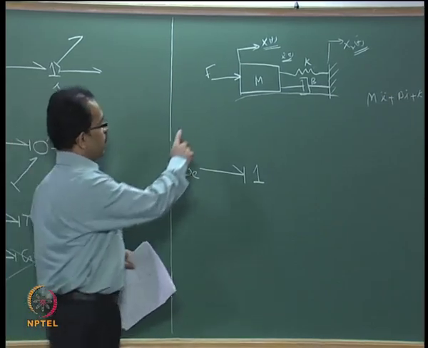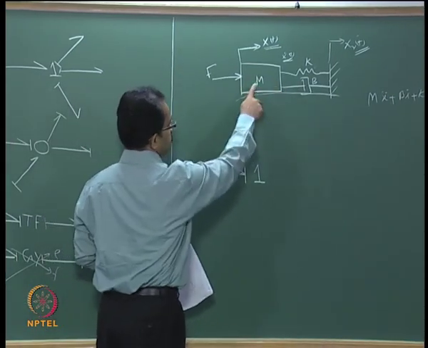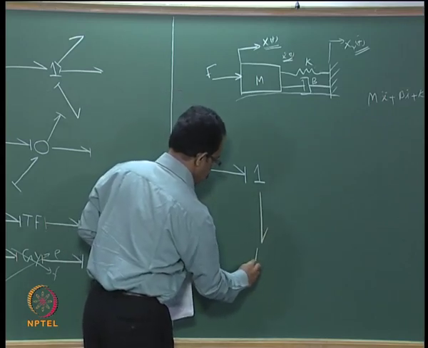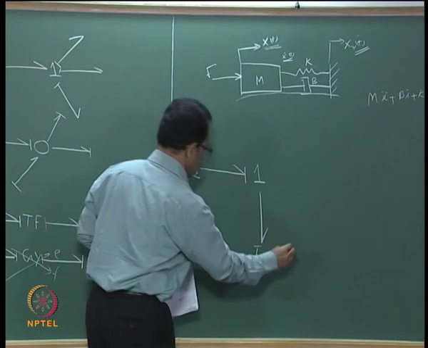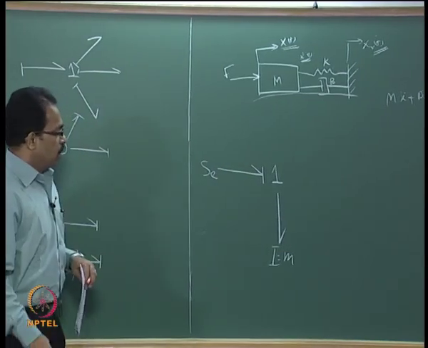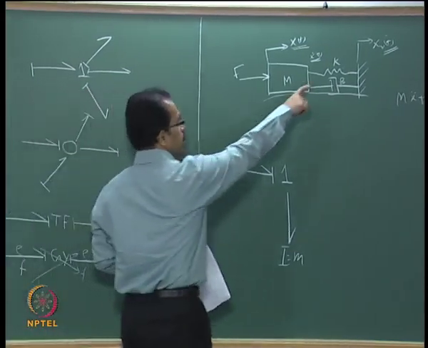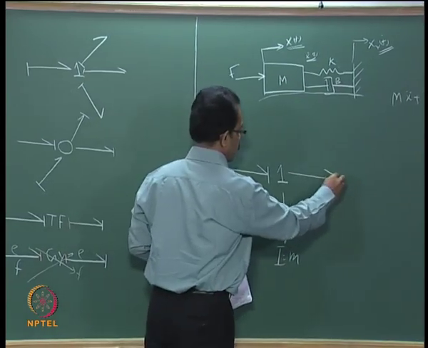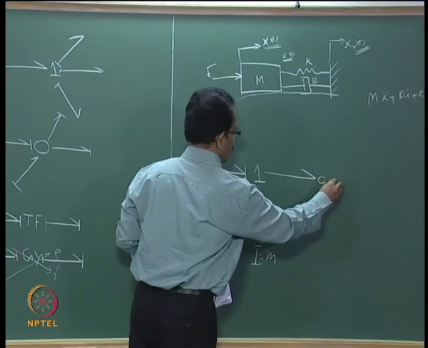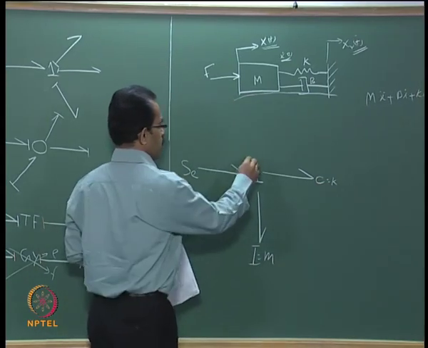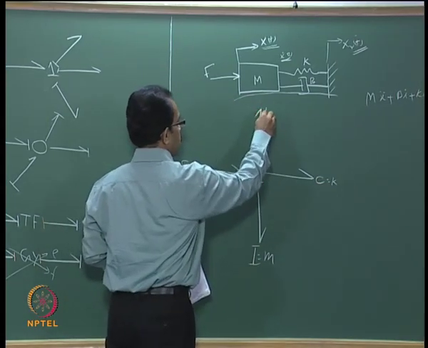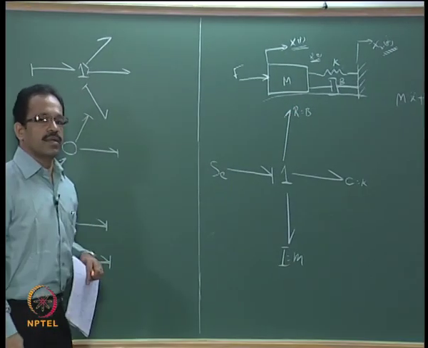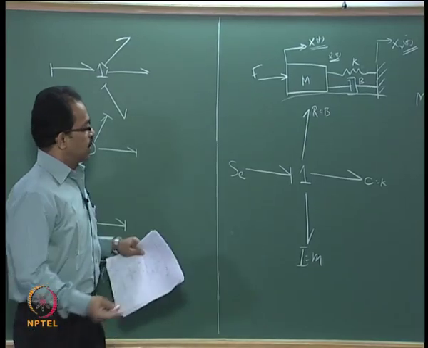Now there is a common velocity here and there is a mass attached to this. So we make a bond for the mass, that is an I element, which is equal to m, and then it is connected to k and b, with the same velocity. So we can connect it to a C element, which represents the spring stiffness, and an R element, which represents the damping in the dashpot. That is all we need to do.